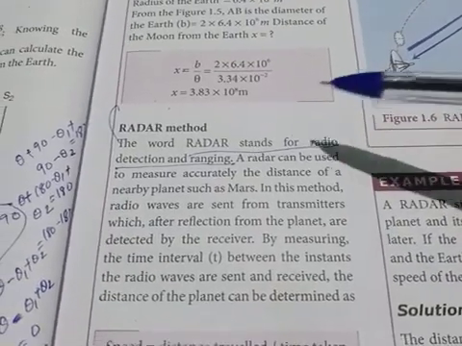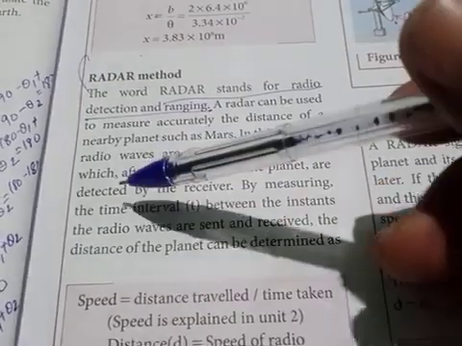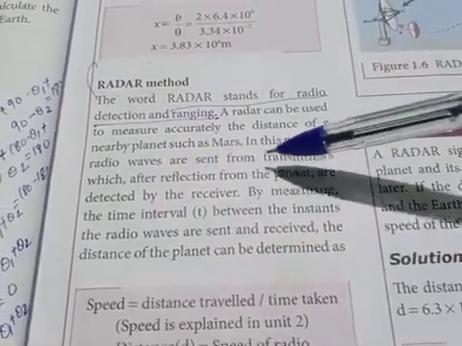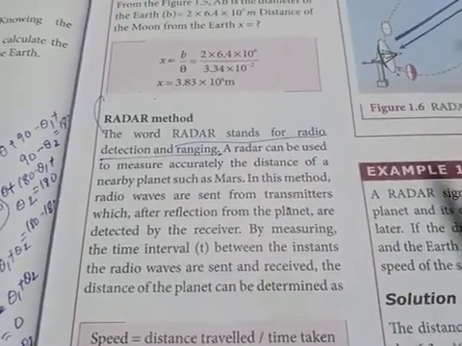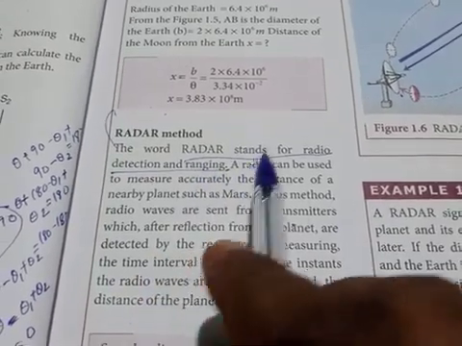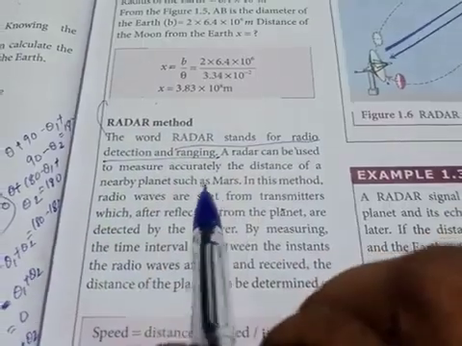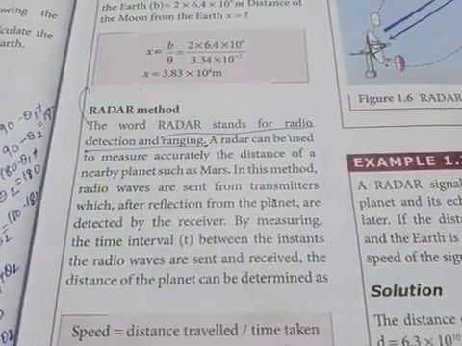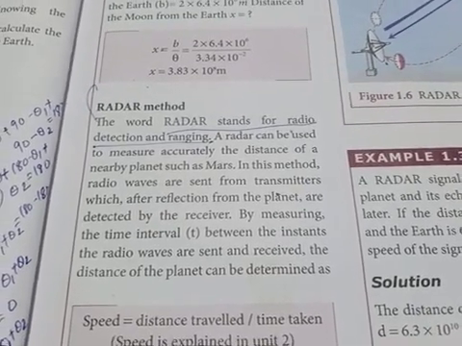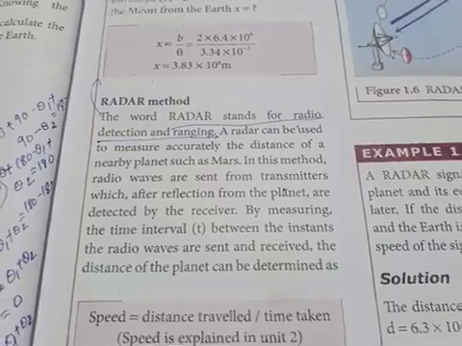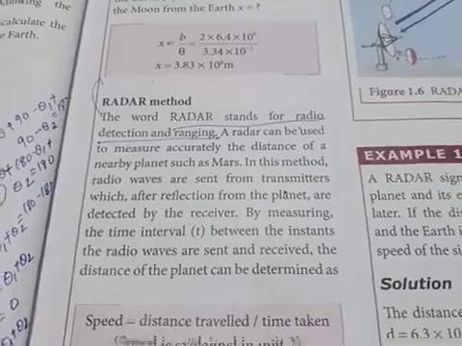Now, what is the use of this radar? Radar can be used to measure accurately the distance of a nearby planet such as Mars. And in this method, how are radio waves used? First thing, what is its full form? Radio detection and ranging. What is its use? To detect the distance of a nearby planet such as Mars and all, and you can detect the flight position and all by using this. And how it is used, it is very important.